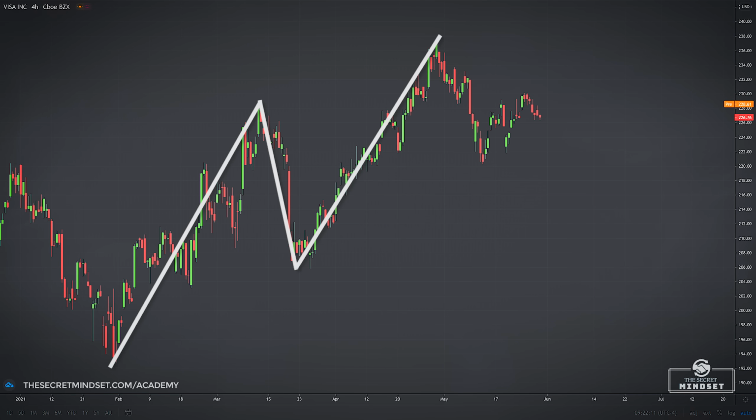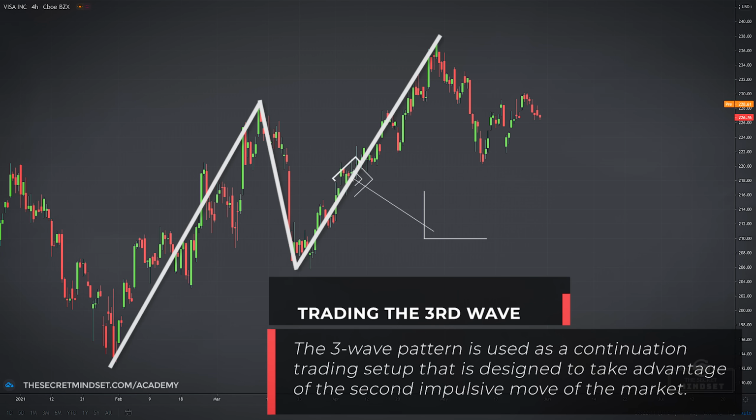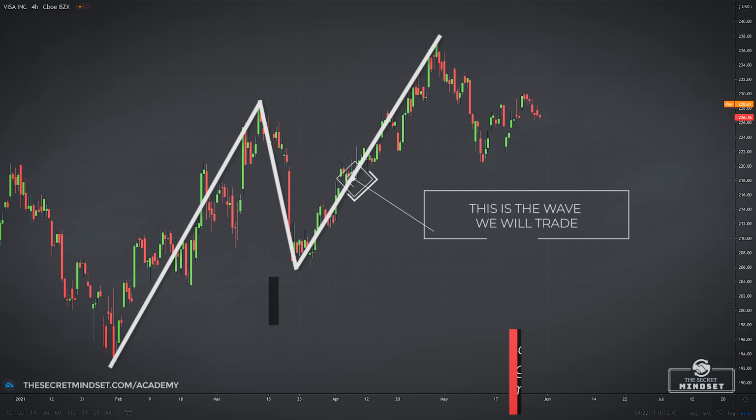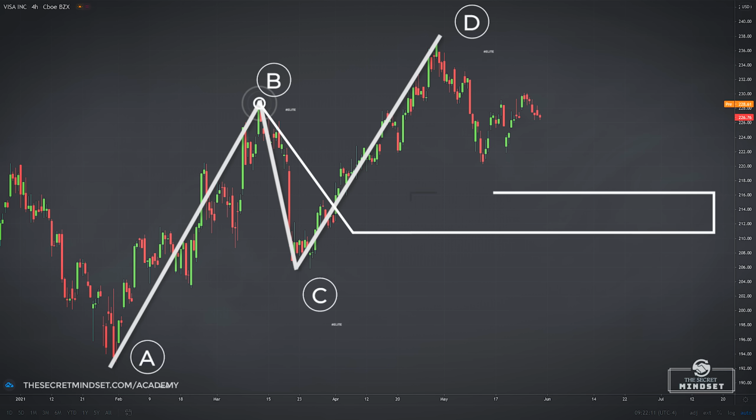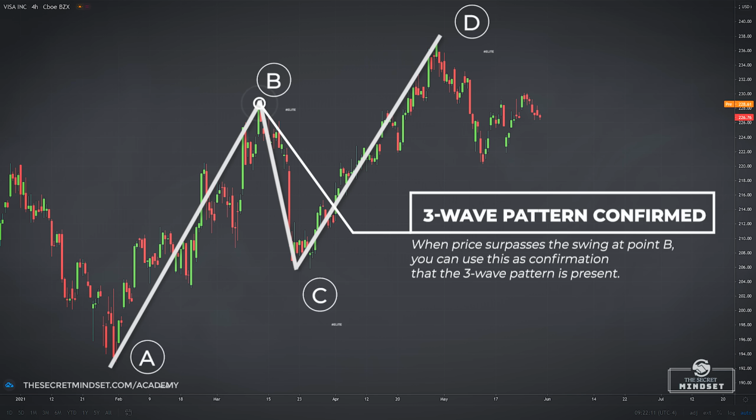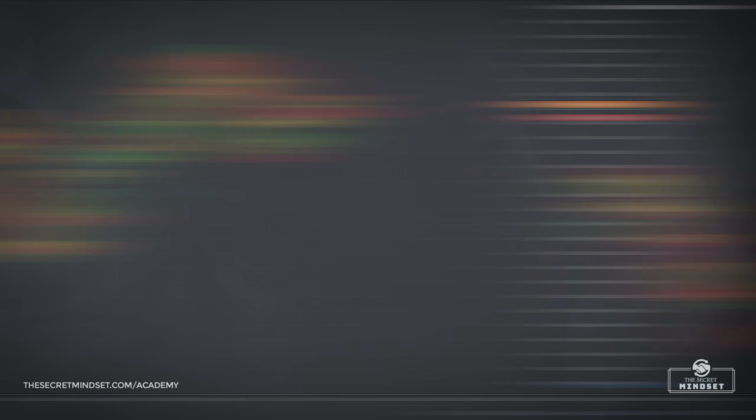The 3-wave pattern is used as a continuation trading setup that is designed to take advantage of the second impulsive move of the market. In any uptrend market, there is a pattern of higher highs and higher lows. In order for the trend to the upside to remain active, each successive impulsive swing must take out the point B in the formation. When price surpasses the price at the second swing, you can use this as a confirmation that the 3-wave pattern is present.